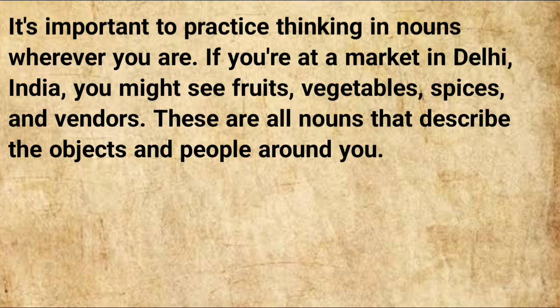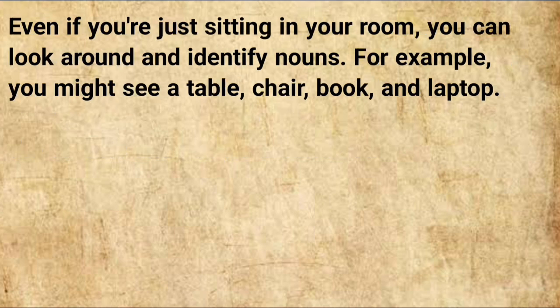It's important to practice thinking in nouns wherever you are. If you're at a market in Delhi, India, you might see fruits, vegetables, spices, and vendors. These are all nouns that describe the objects and people around you. Even if you're just sitting in your room, you can look around and identify nouns. For example, you might see a table, chair, book, and laptop.